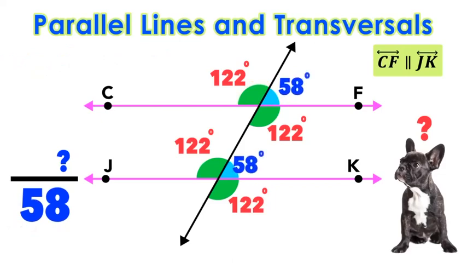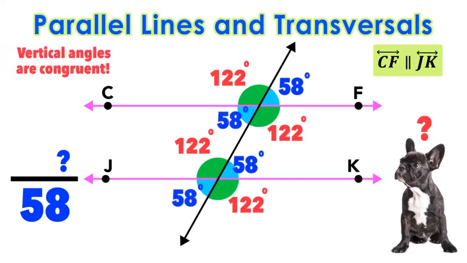And again, I know that all corresponding angles are congruent. And I also know that all vertical angles are congruent. So now I have enough information to fill in the measures of all the angles on the diagram.